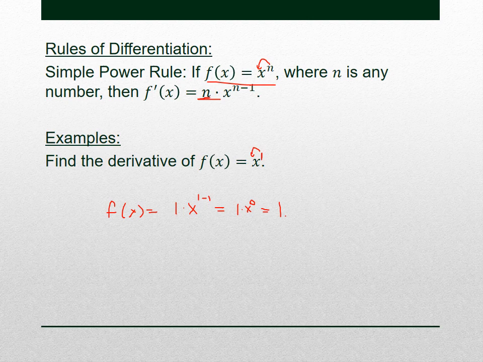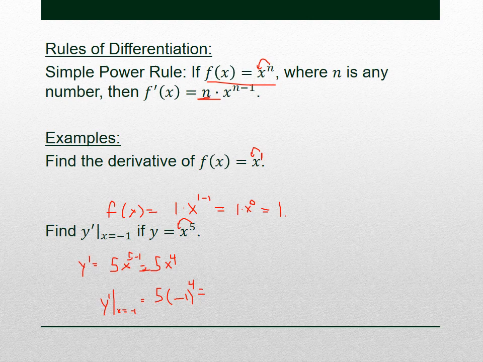That's the rule you would use anytime you're taking the derivative of something like x to a number. All right, how about this: find y prime, and plug in x equals negative 1, if y is x to the 5th. First we'll have to find y prime. We'll pull that 5 down. We get 5 x to the 5 minus 1, so y prime equals 5 x to the 4. Then y prime with x equals negative 1 would be 5 times negative 1 to the 4. Negative 1 to the 4 is just 1, so that's 5.